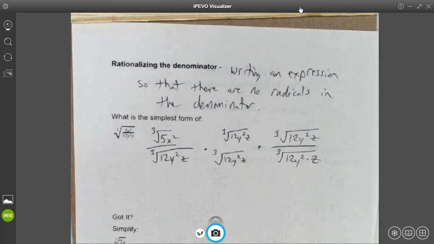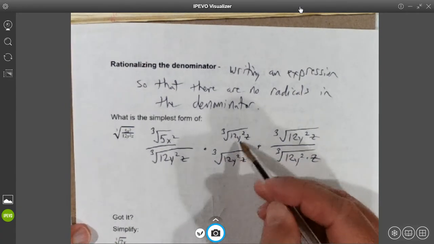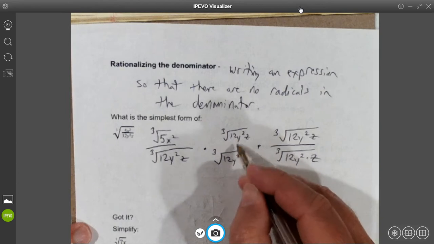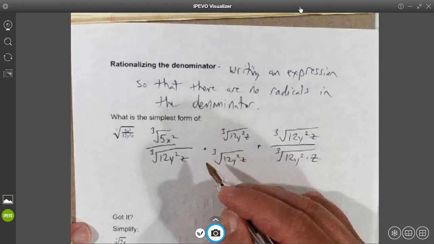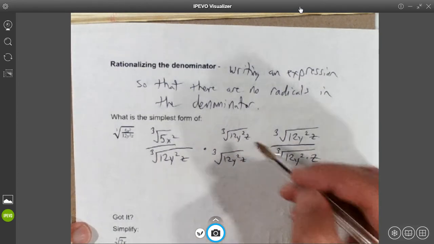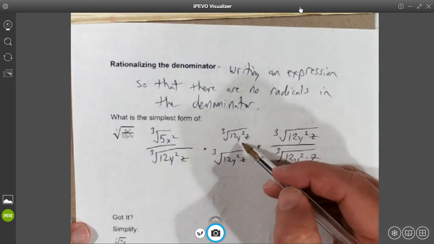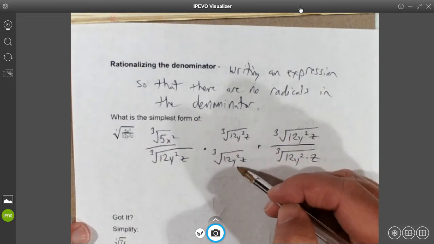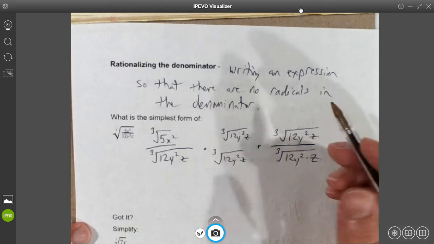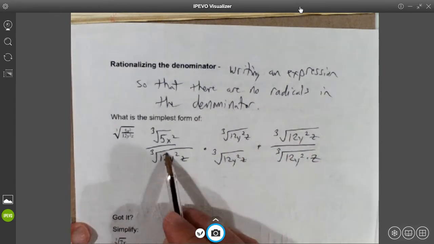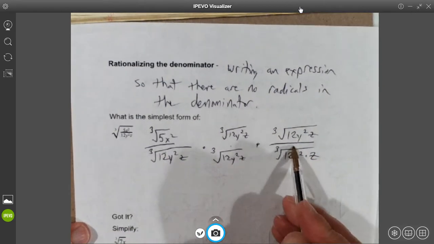Okay. Now, the first thing I need you to understand is we are just multiplying by 1. This 1 can be 8 over 8, it can be negative 2 over negative 2, or it can be the cube root of 12y squared z over the cube root of 12y squared z. This is just multiplying it by 1. So I'm taking this thing and multiplying it by 1 and then multiplying it by 1 again.